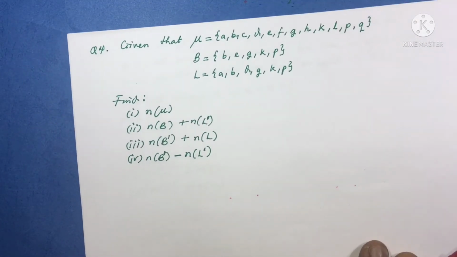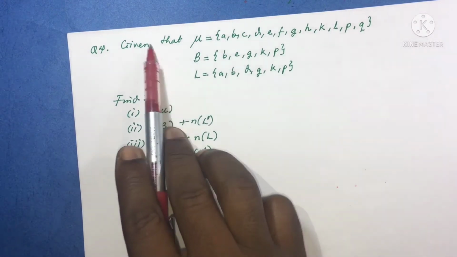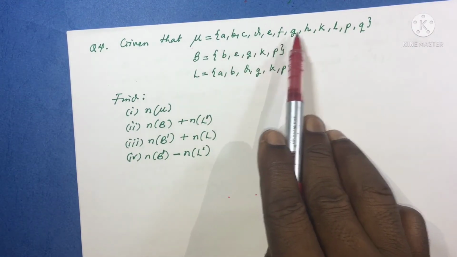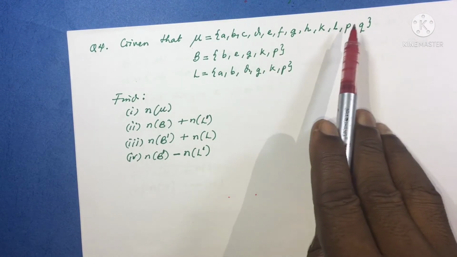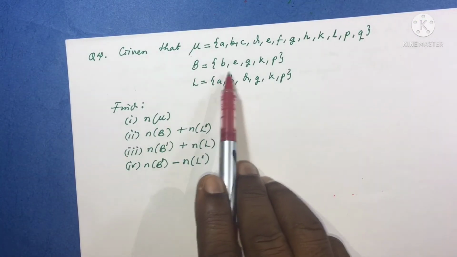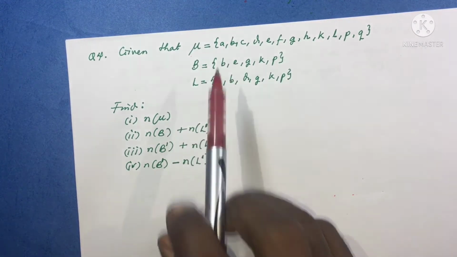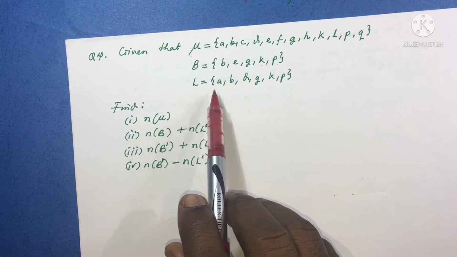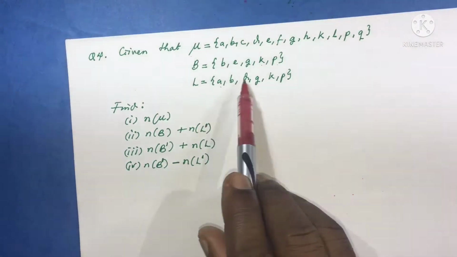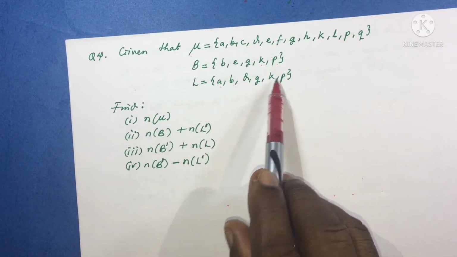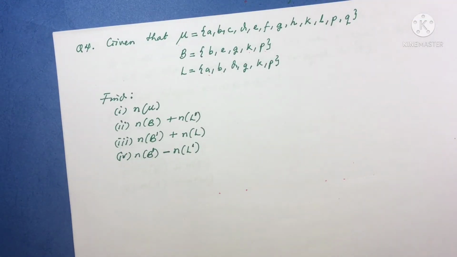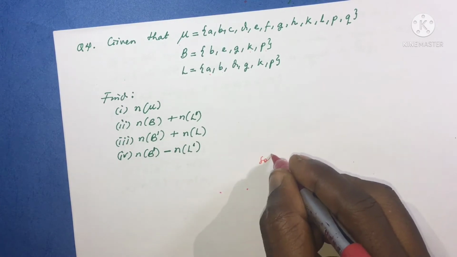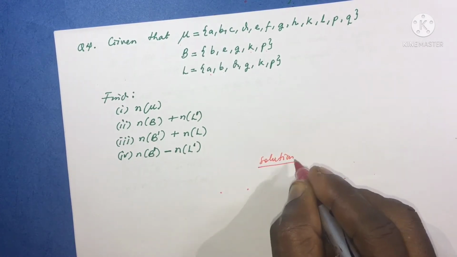So quickly, let's move to question number 4. Now, what are we asked to do in question number 4? Given that the universal set contains A, B, C, D, E, F, G, H, K, L, P, Q, and B is a subset of mu, the universal set: B, E, G, K, P, and L is also another subset containing A, B, D, G, K, P. So let's see, what will n(mu) be? That's the cardinality of the universal set. So what do we have?